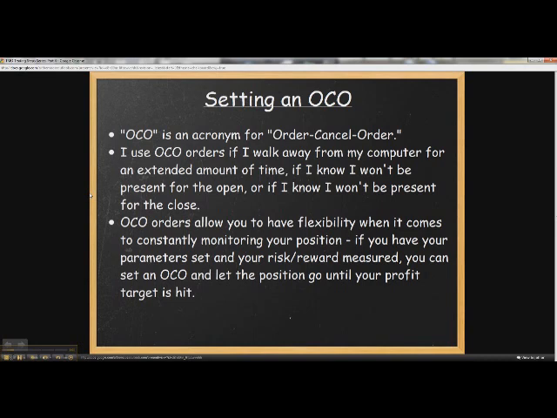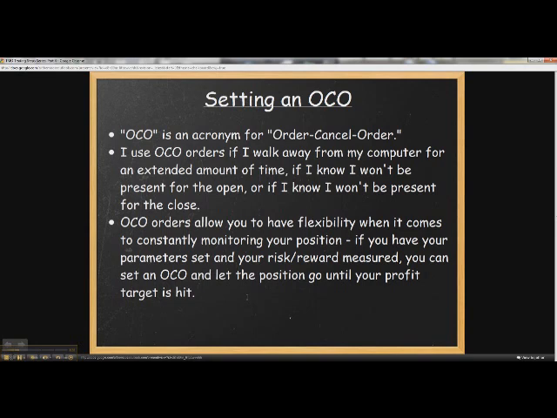I mean, anybody can honestly say that those are the two most volatile times, because on the open you have order inflow from the people that didn't get filled the day before, and during the close you have as many people trying to catch that bid before the next day. OCO orders allow you to have flexibility when it comes to constantly monitoring your position.